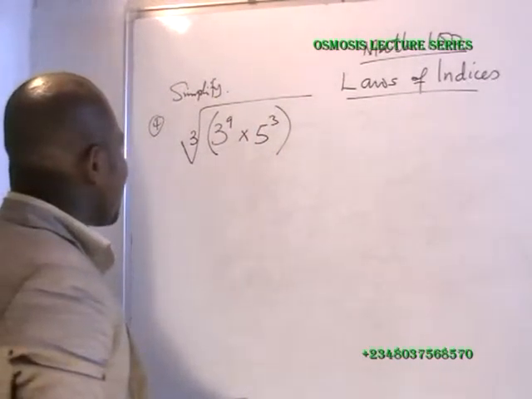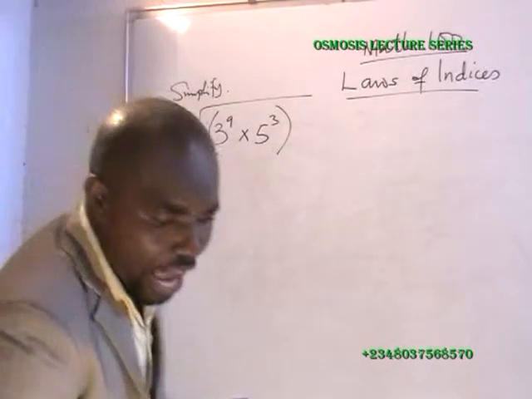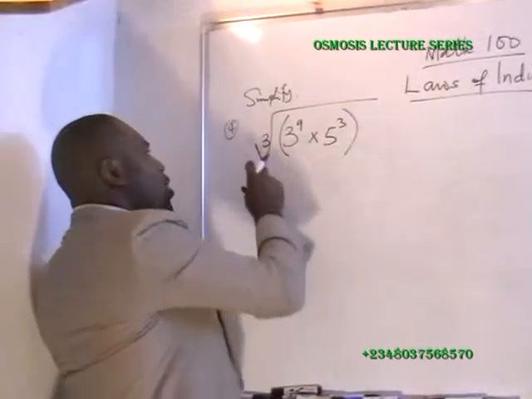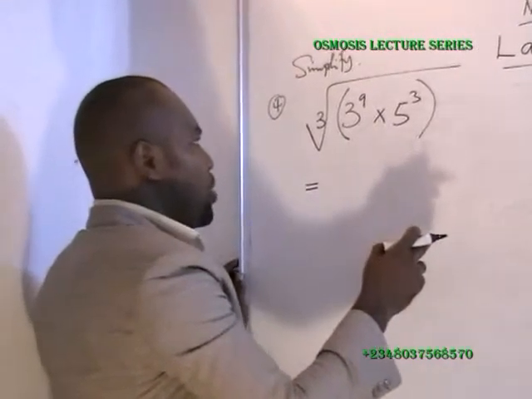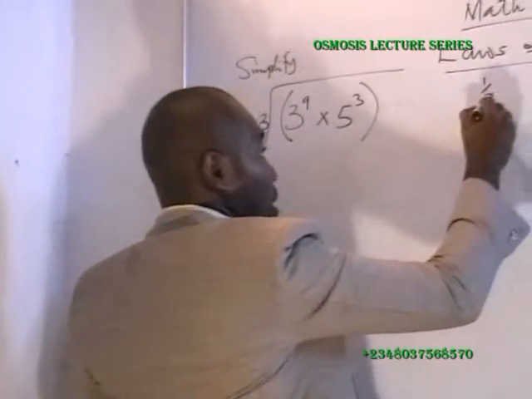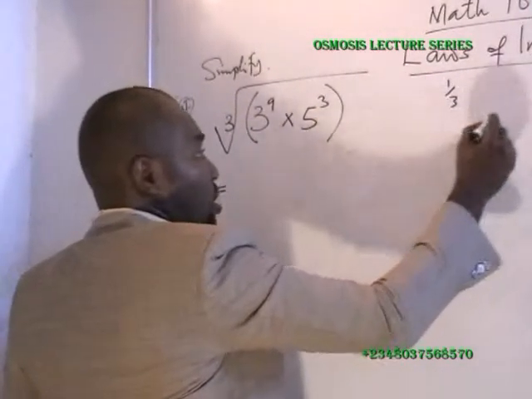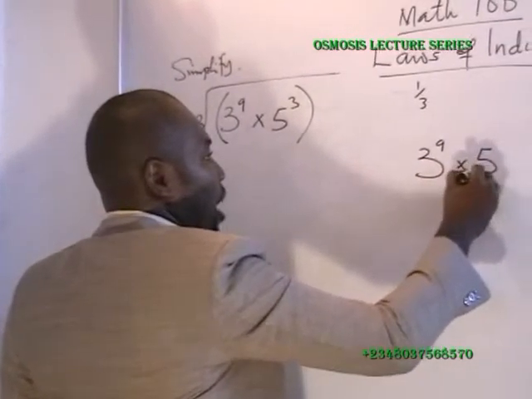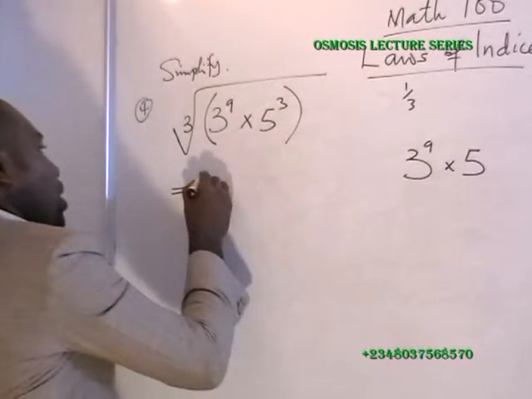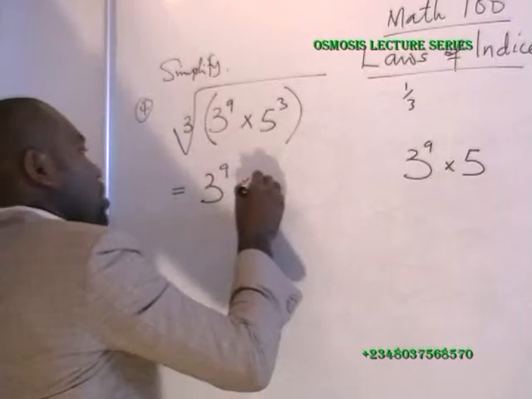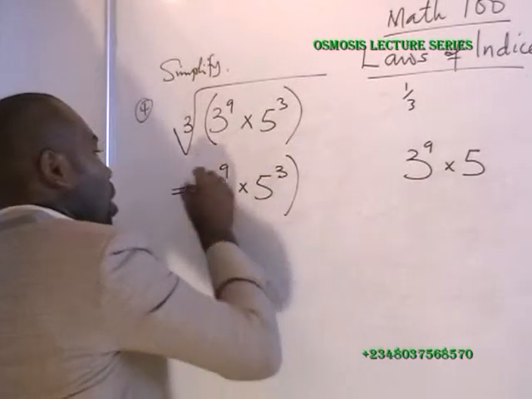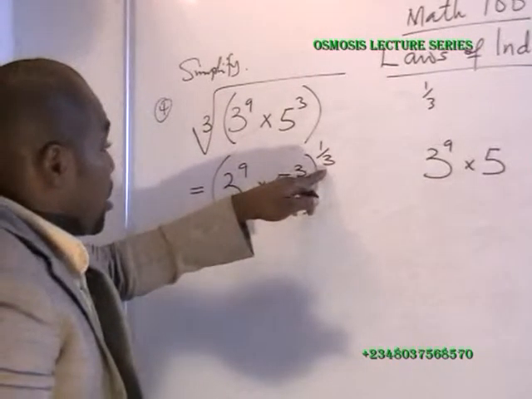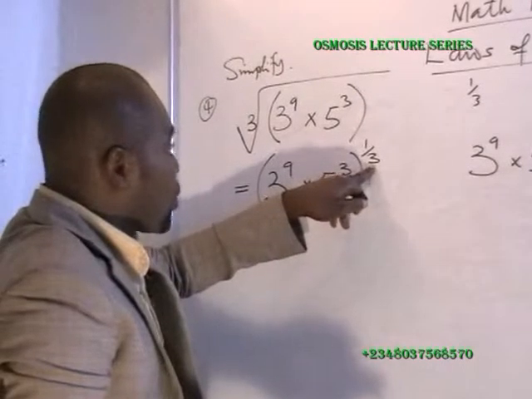Now, if we are asked to simplify this from here, this is what we are going to do. Let me tell you another way of handling this. Cube root here, you know that it is 1 over 3. This is the same thing as saying 3 raised to the power 9 times 5 raised to the power 3, all raised to the power 1 over 3. Remember, this is the root and this is the power.